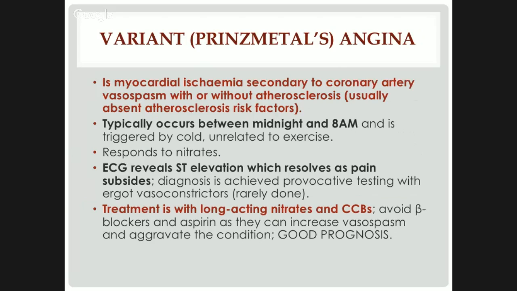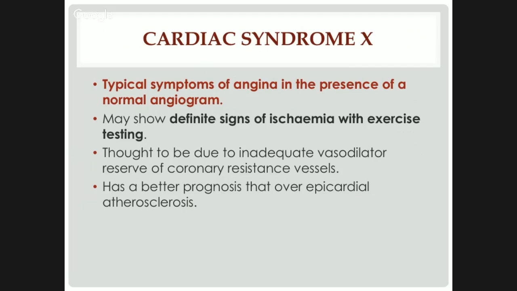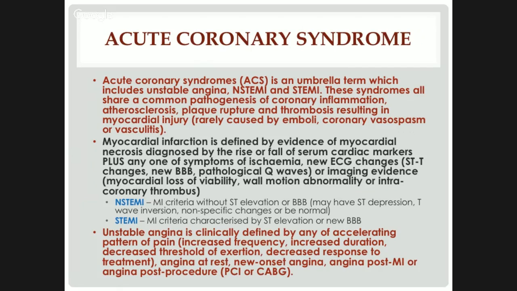So that's it for stable angina. Variant angina are only mentioned because it might come up as an option on your EMQs. Basically, this is myocardial ischemia, but there's no atherosclerosis. It occurs because there's vasospasm of the coronary arteries. So treatment is with long-acting nitrates and calcium channel blockers. If you just know what it is and how you treat it, that's more than enough. Don't worry about this. Acute coronary syndromes.